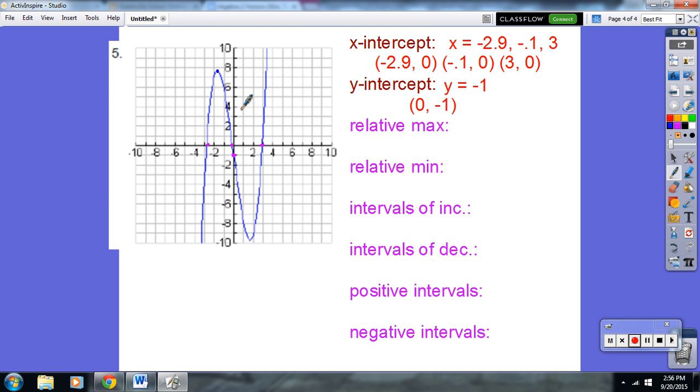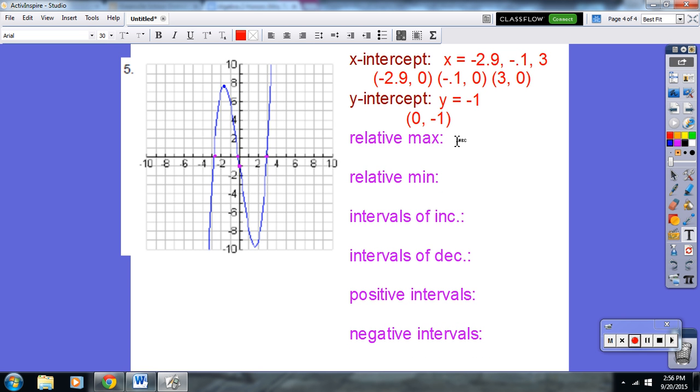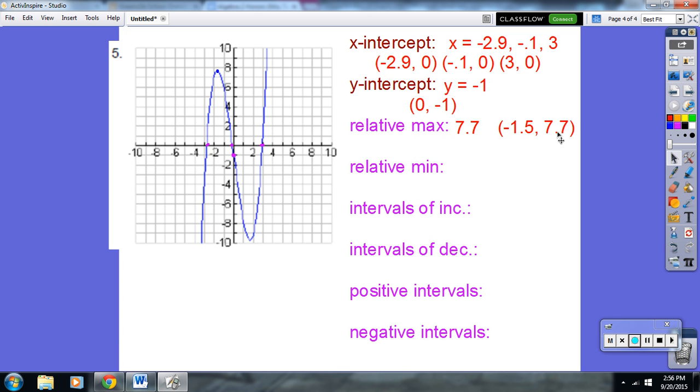Your maximums and minimums are your y values. If I asked you to name the maximum, you would give me the y value, which I would estimate to be 7.7. If I was just wanting to list the relative maximum, I would just say 7.7. However, you may want to give the actual coordinates, so you would need the x value, which looks to be negative 1.5. So negative 1.5, 7.7. Those are the coordinates of the maximum, but the actual maximum is the y value. Either of these answers would be acceptable.